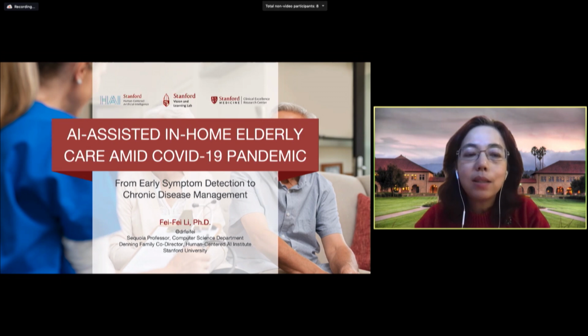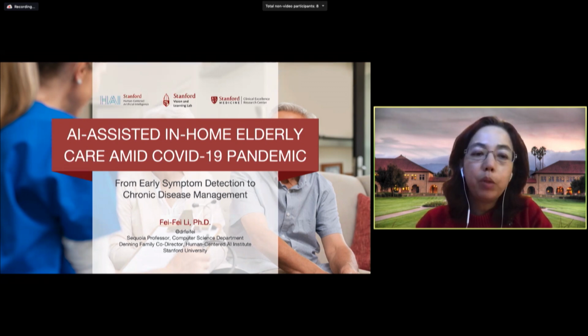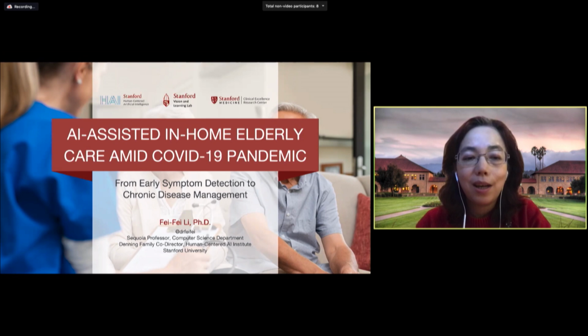We've spent the last several years looking at how a set of AI technology could help aging seniors to live more independently and cope with chronic disease management. But recently, we realized the same technology for longer-term care might also be helpful for seniors in this acute pandemic. And this is what I want to share with you today.